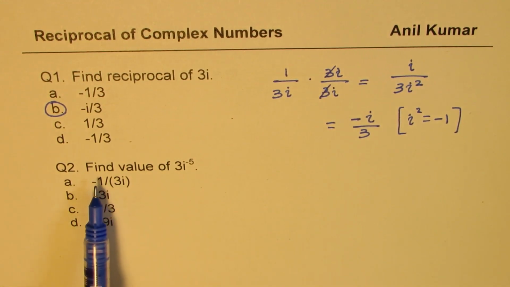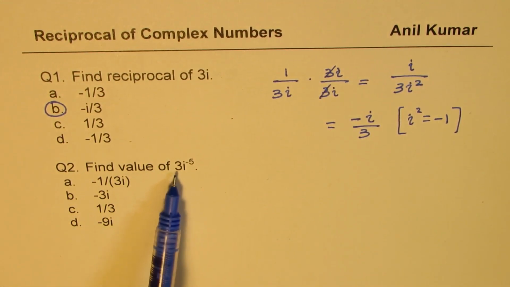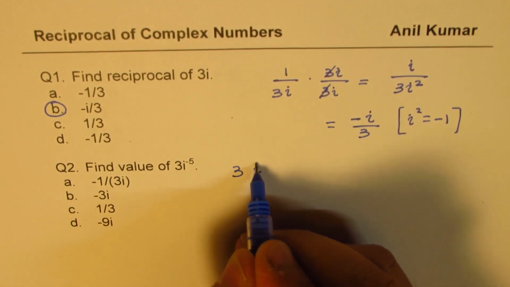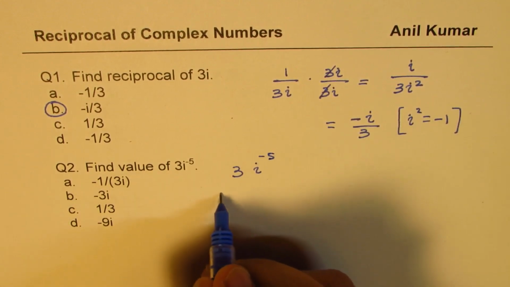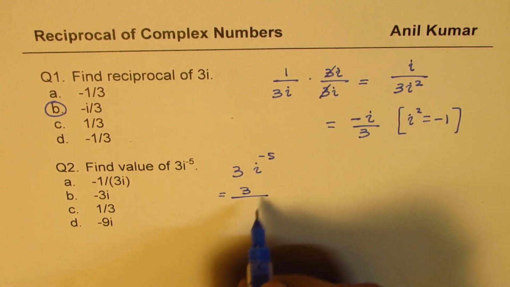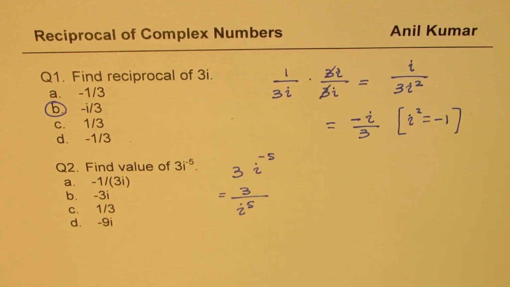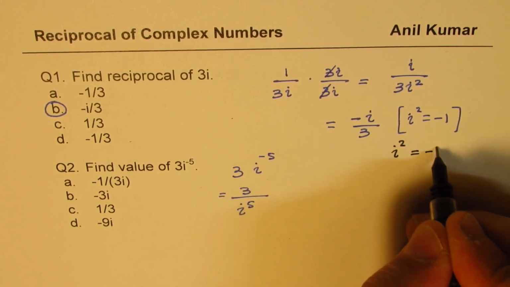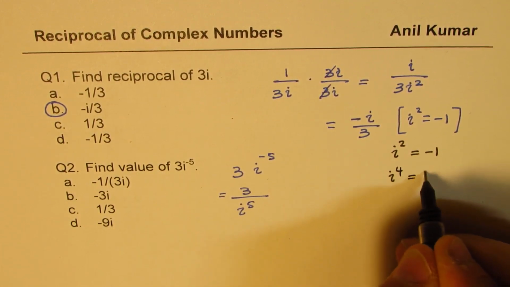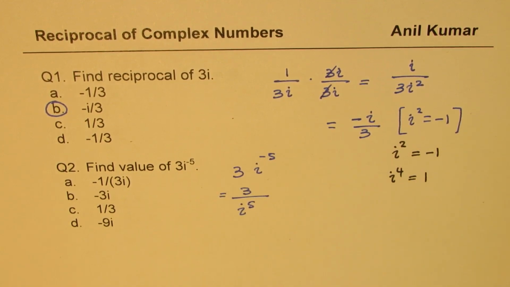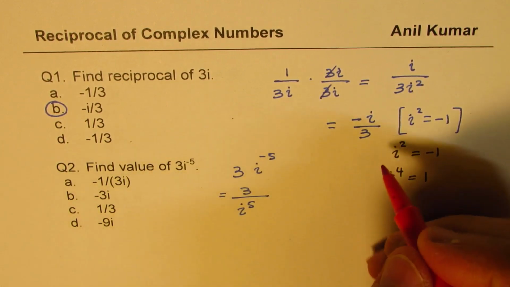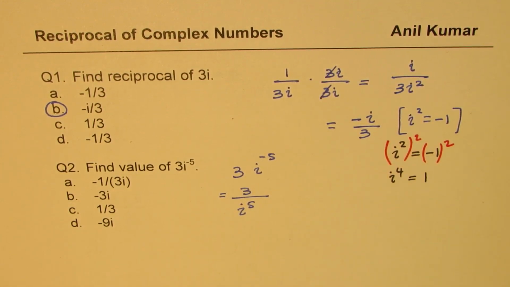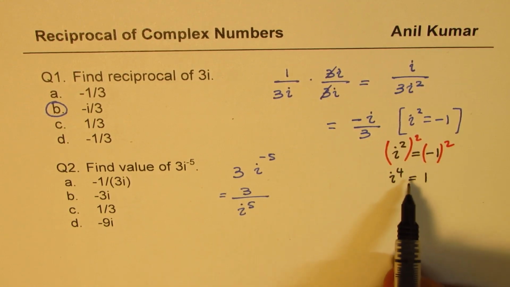Now the next question here is to find the value of 3 times i to the power of -5. So when I am saying i to the power of -5, I could write this as 3 over i to the power of 5. Now, just as we said i square is equal to -1, i to the power of 4 should be equal to 1, right? When you square both sides, you get i to the power of 4 equals 1. That is a very important result.